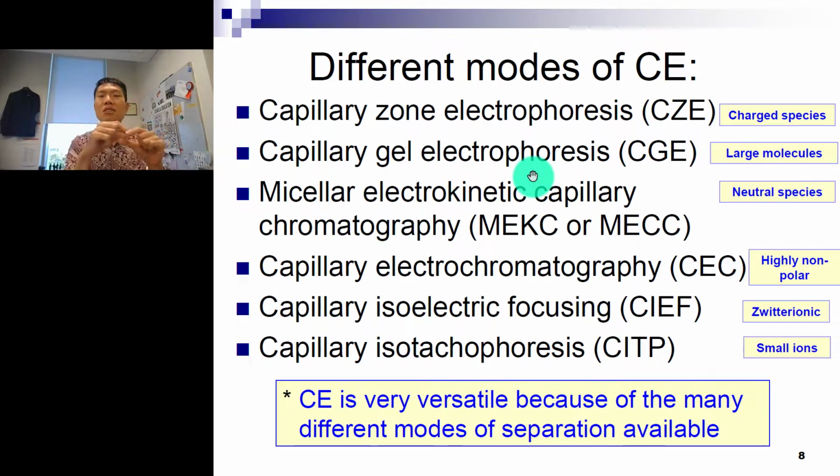If not, they're just stuck inside. You can't even move them, you can't separate them. The next one I talk about is MEKC and MECC for neutral species, also very important. And next we have CEC, which is for something highly nonpolar. For instance, linoleic acid and stearic acid in beef fats, those long hydrocarbon chains, very nonpolar. We need to use capillary electrochromatography.